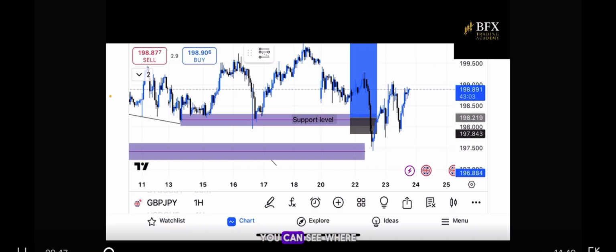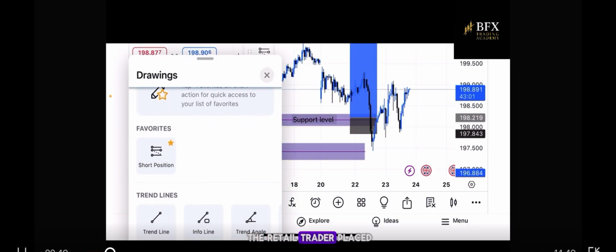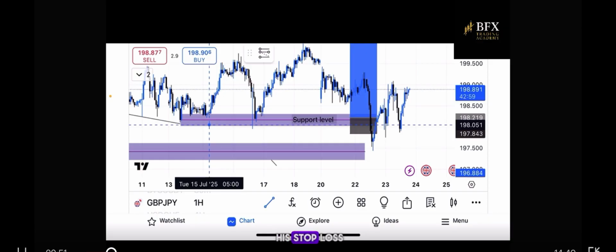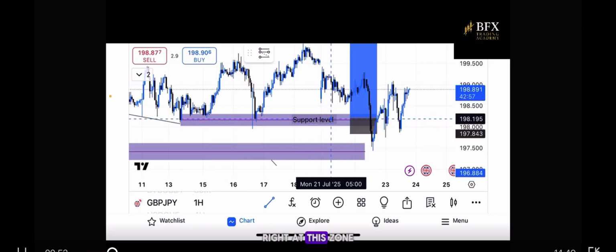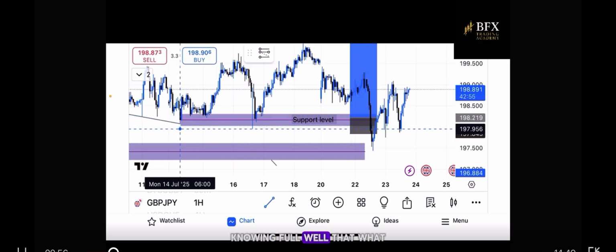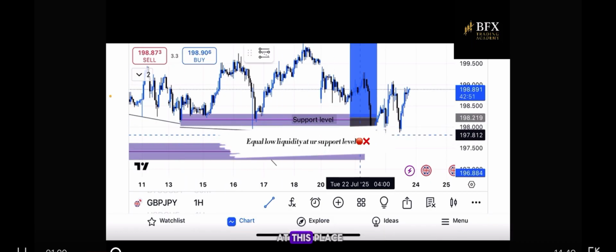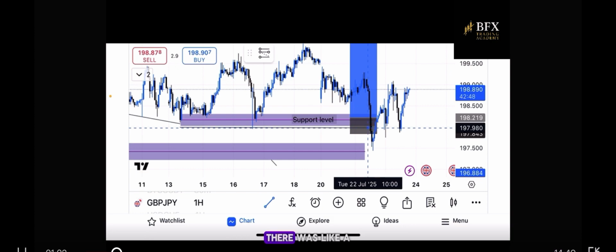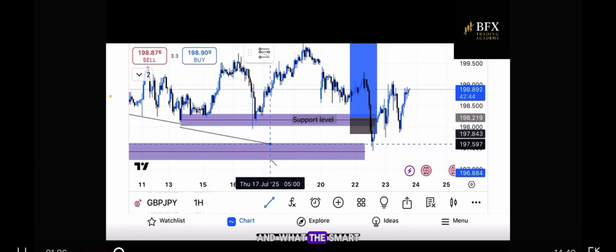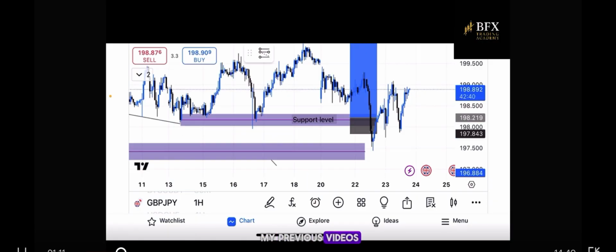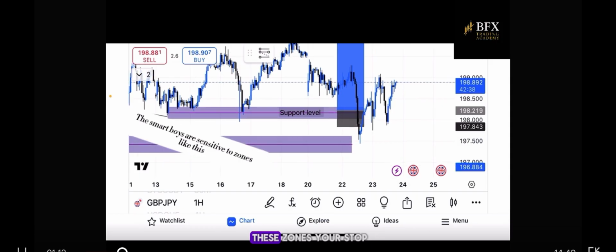In this trade, you can see where the retail trader placed his stop loss, right? At this zone, knowing full well that there is liquidity gathering at this place. There was a series of liquidity resting here, and the smart money boys, like I said in my previous videos, are attracted to these zones.